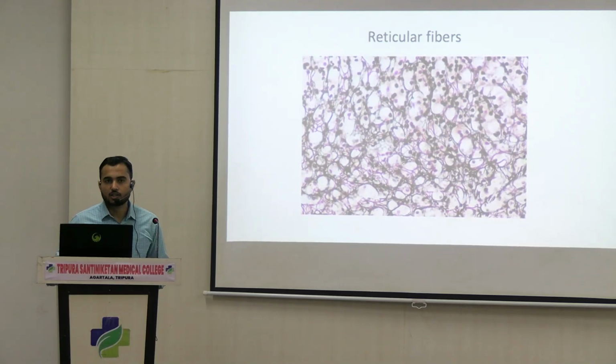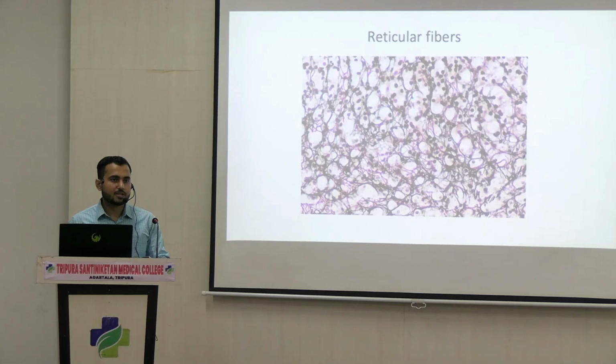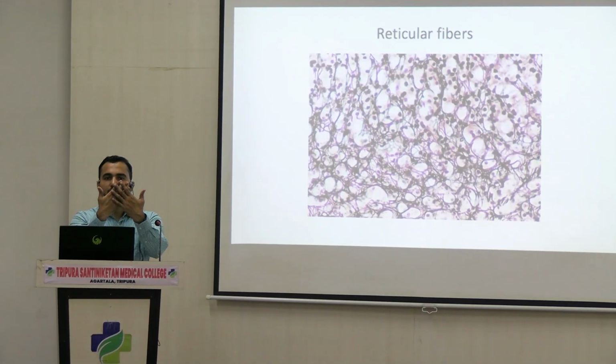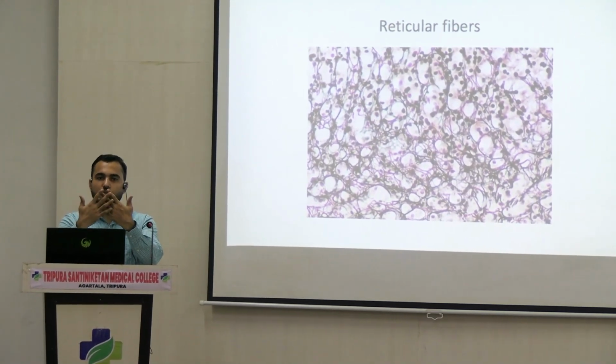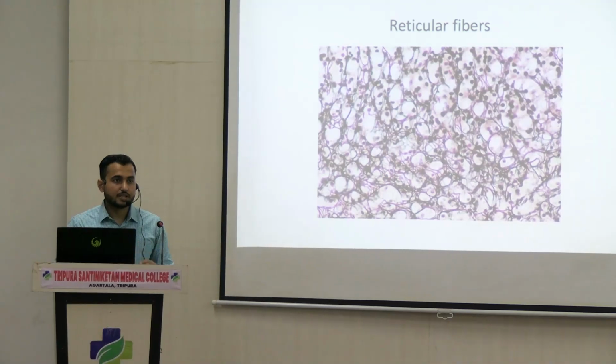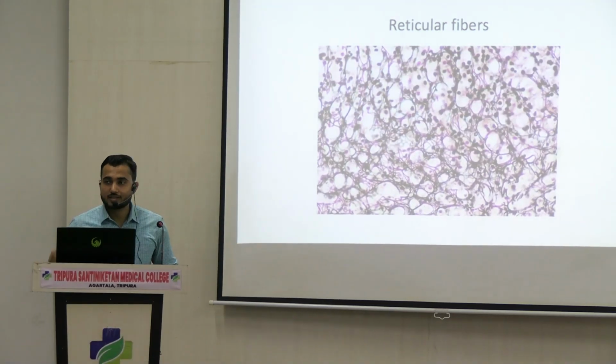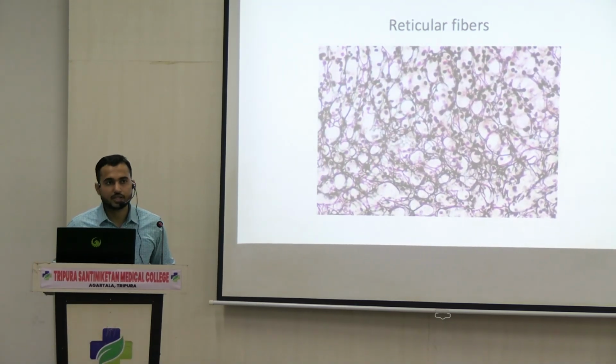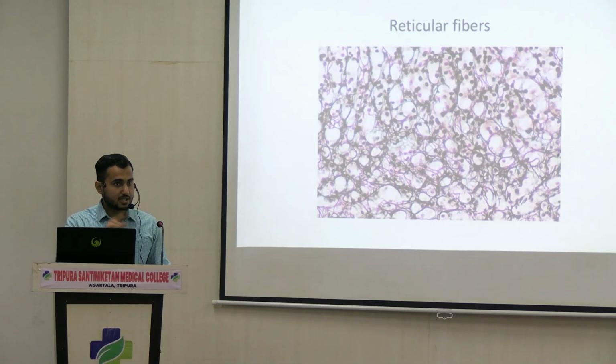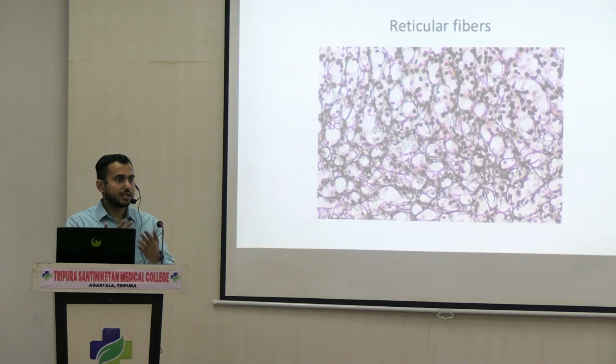They are also present in the form of a network. Reticular fibers form a network. They are always in the form of a network. That is the specialization, or you can say the identifying feature, of reticular fibers. They branch and anastomose in such a way that they form a network-like structure.